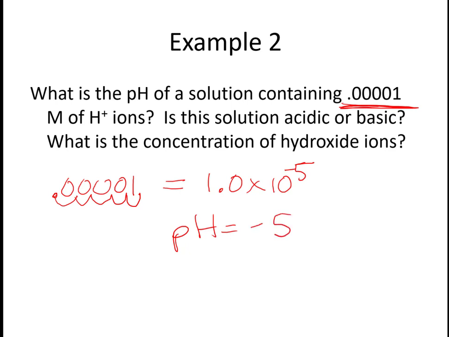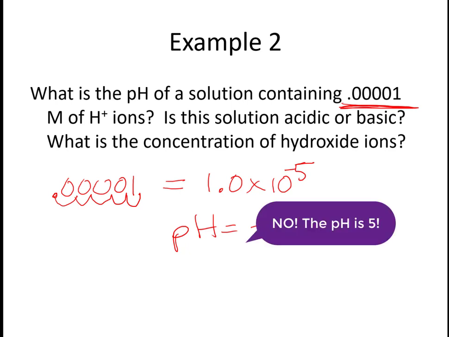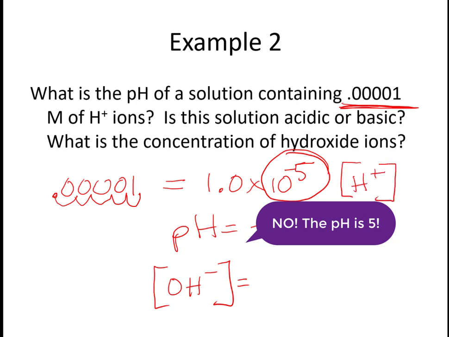So that means that our pH would equal what? Our pH would be 5. What would the concentration of the hydroxide ions be? Well, if here we're 1 times 10 to the negative 5, and that's our hydrogen ion concentration, that means that our hydroxide ion concentration would be what? Well, it would be 1 times 10 to the negative 9.